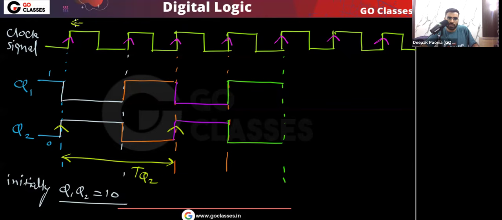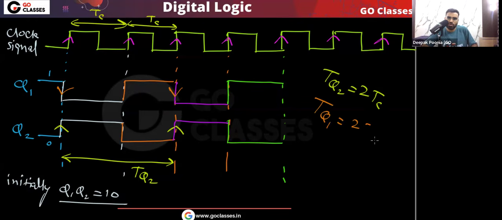And in this TQ2, you can see that this is the TC and this is the TC. So TQ2 is equal to 2TC. And similarly, you can also find TQ1. This is the falling edge, this is the next falling edge. The time duration between two consecutive falling edges is also the cycle time. So TQ1 is also 2TC. So finally, I can say that FQ2, or FQ1, will be basically FC divided by 2.